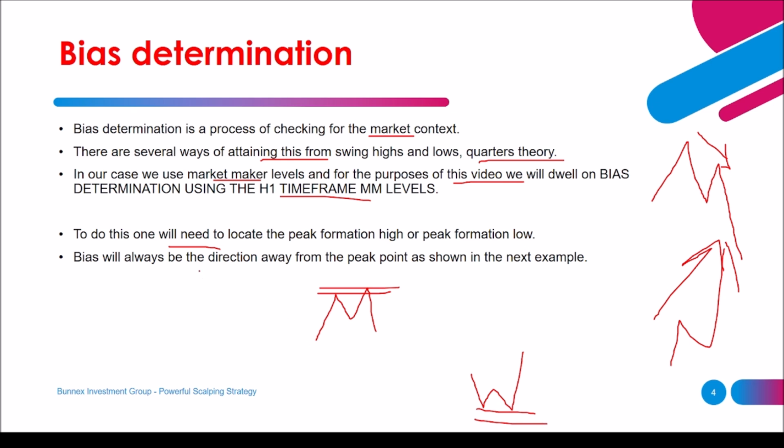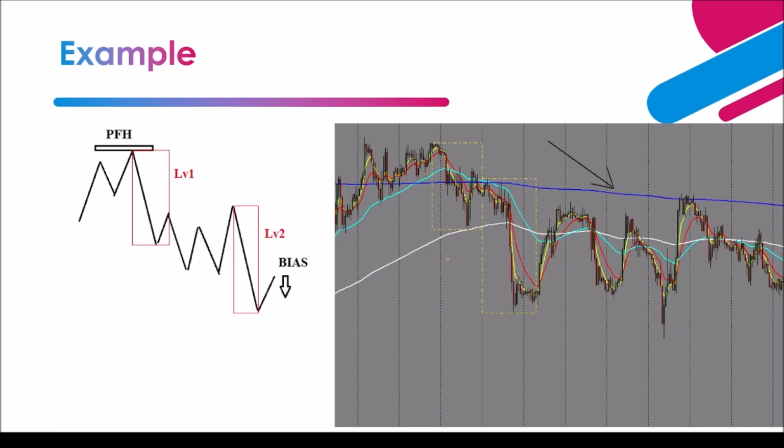So bias will always be the direction away from the peak. So we will be trading away from the peak in this particular scalping strategy, as shown in the next example. Let's have an example on that. The first thing, as I've said, is to locate the peak formation high like that. Then after locating the peak formation high, in this case, we would say our bias is in a downward direction, right? So all the trades that we are going to take will be focusing on the downward side.